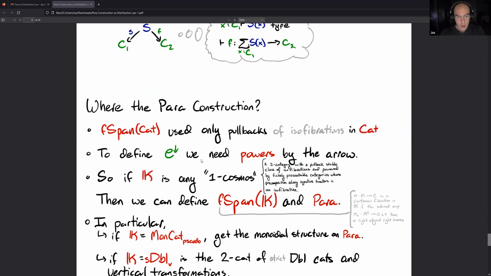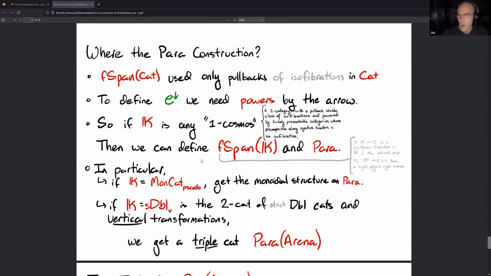Okay. So now we can talk about where the para construction actually happens. And the thing to note here is that the para construction only used pullbacks of isofibrations in Cat. And we only needed these arrow category in our category. So we only needed to have powers by the arrow. So we can do this in what I would call a one cosmos, which is sort of a de-infinityization of a Riehl-Verity infinity cosmos, where we just have the structure we need to do this. And then we can define F-span, we can define Cartesian fibrations, we can define the arrow category, and we can run this argument in that place.